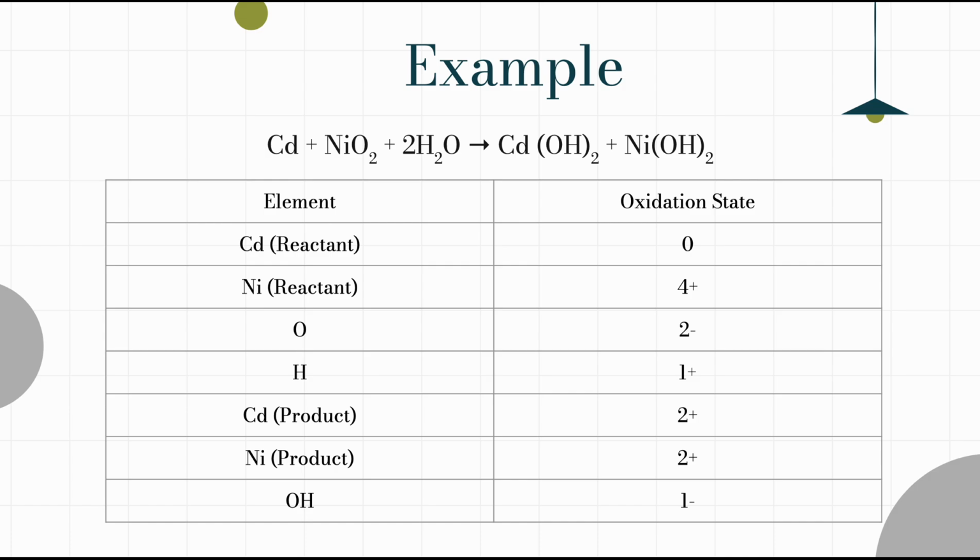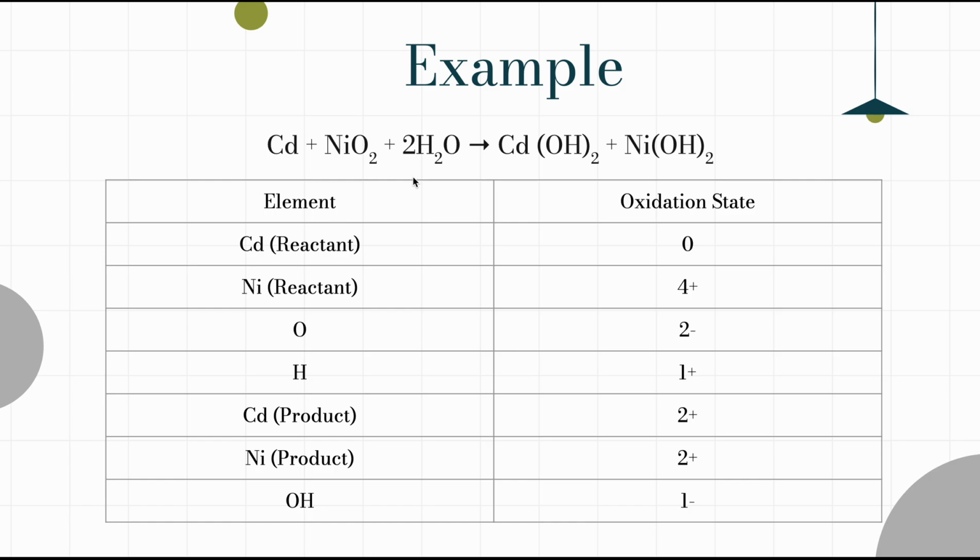Now let's look at Ni and O2. So here, O2, oxygen has a charge of 2-, so the O will have an oxidation state of 2-. And since there are 2 oxygens creating an overall charge of 4-, and this compound has a balanced state, then this Ni has to have a charge of 4+, so its oxidation state is 4+.